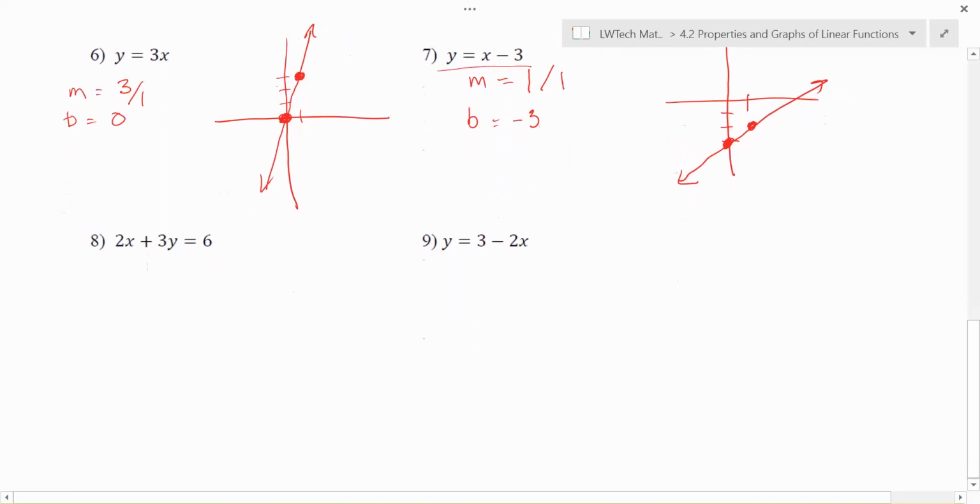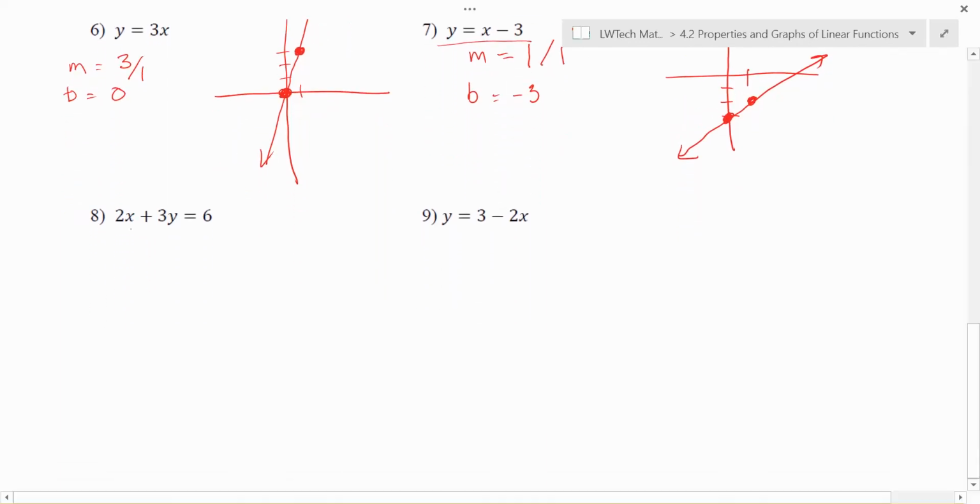Problem number 8 is a little bit trickier. Notice here we have a real big problem, and that is that my y is not by itself. Because the y is not by itself, you need to get it by itself before you can identify the slope and the y-intercept. Don't try to do it before then. So right now I want to get the y by itself.